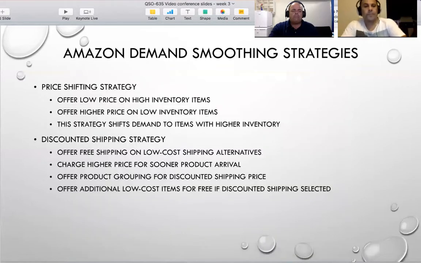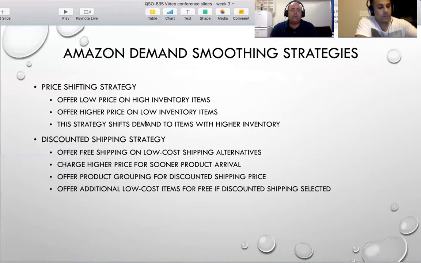Now Amazon does a very good job of what is called demand smoothing, or demand leveling. What it is, you set the demand for the customer to match the ability of your supply chain to meet the demand. I'm going to give an example in a minute. But basically, Amazon does really three things.